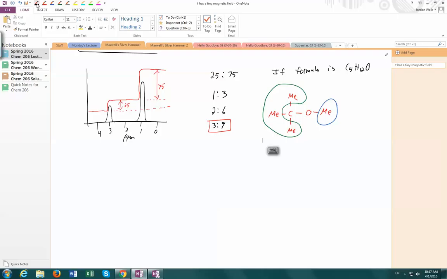Okay, so that's part B. And we're going to get lots of practice with this. I think on Monday we're going to go over lots of examples. And then in lab next week, as well as the week after that, you're going to see tons of examples of interpreting spectra like this.